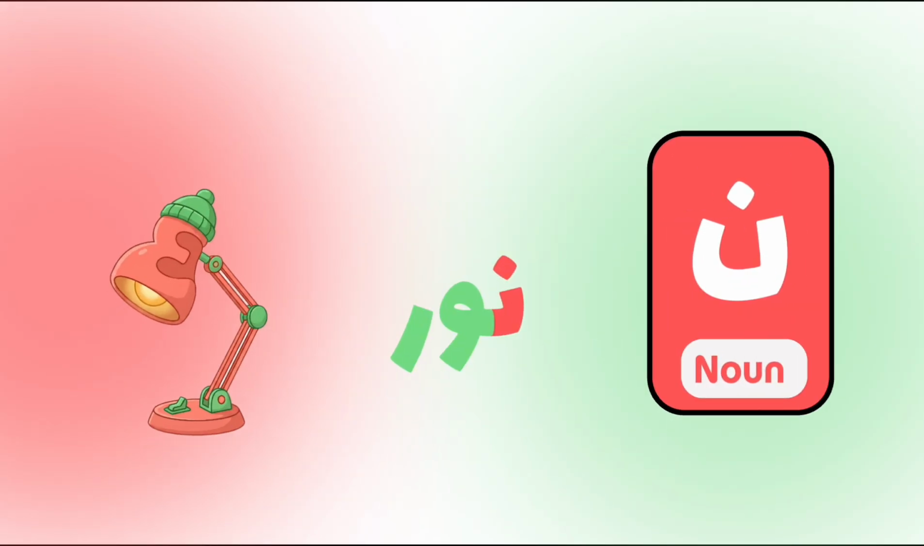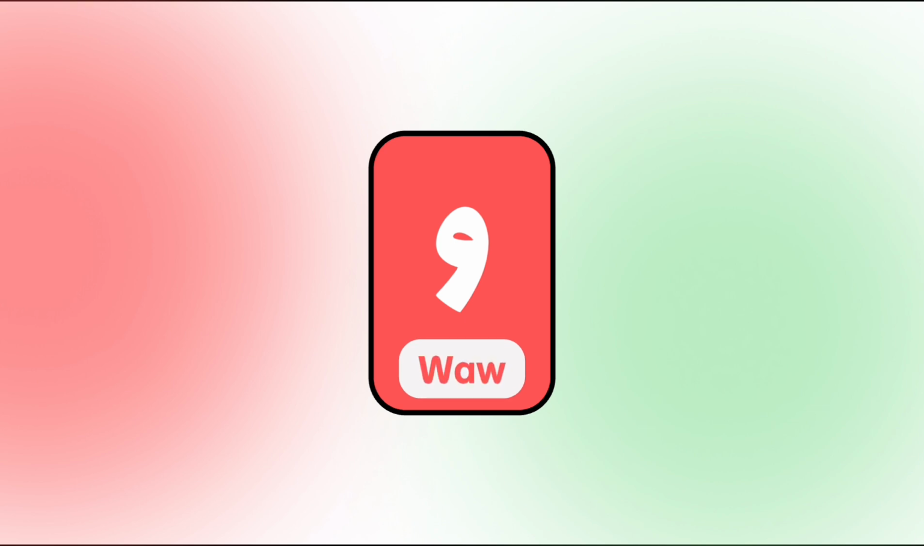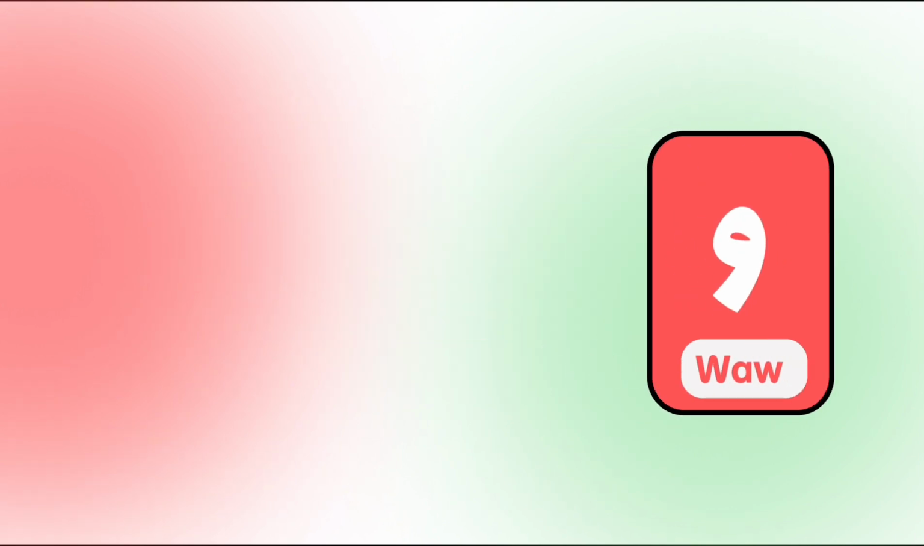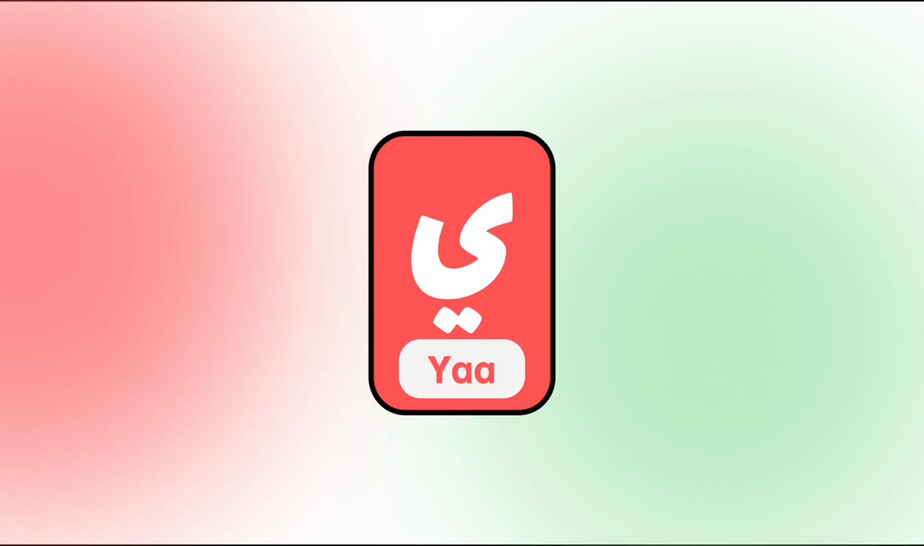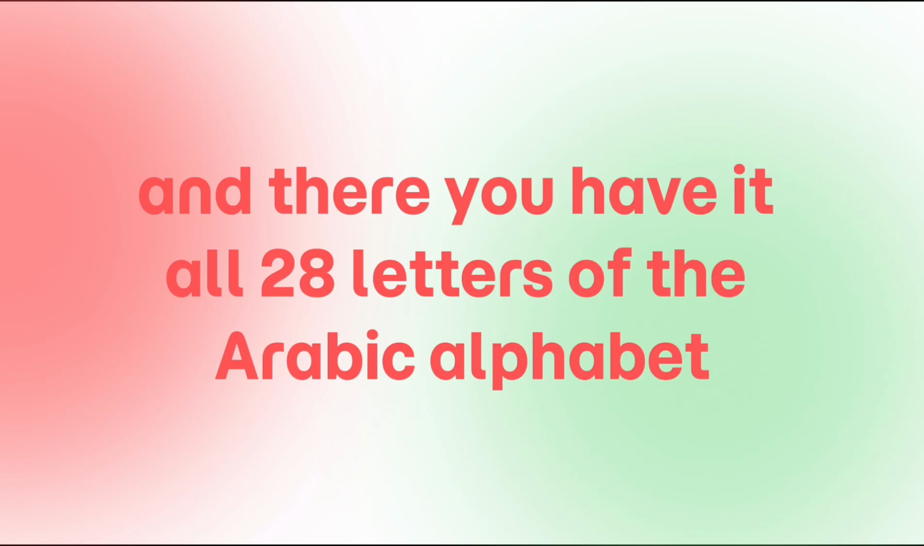نور, light. هاء, a soft H sound coming from the chest, like in هلال. هلال, crescent moon. واو, makes the W sound, like in وردة. وردة, rose. ياء, makes the Y sound, like in يد. يد, hand. And there you have it, all 28 letters of the Arabic alphabet.